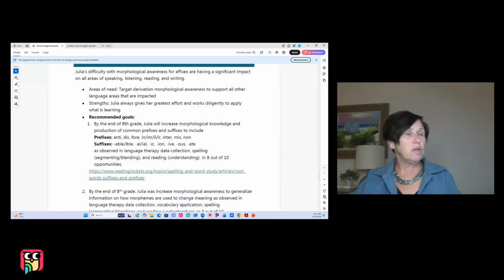So for Julia, the prefixes anti, dis, for, in, im, ill, and inter, mis, and non. From a suffix perspective, able and ible, al, IC, ION, which also is the TION or the SION, IVE, OUS, and ATE. As observed in language therapy data collection, in her spelling, which will be in her segmenting and blending, and her reading and understanding. And I do have a link there for Reading Rockets, and we will look at that a little bit as well.